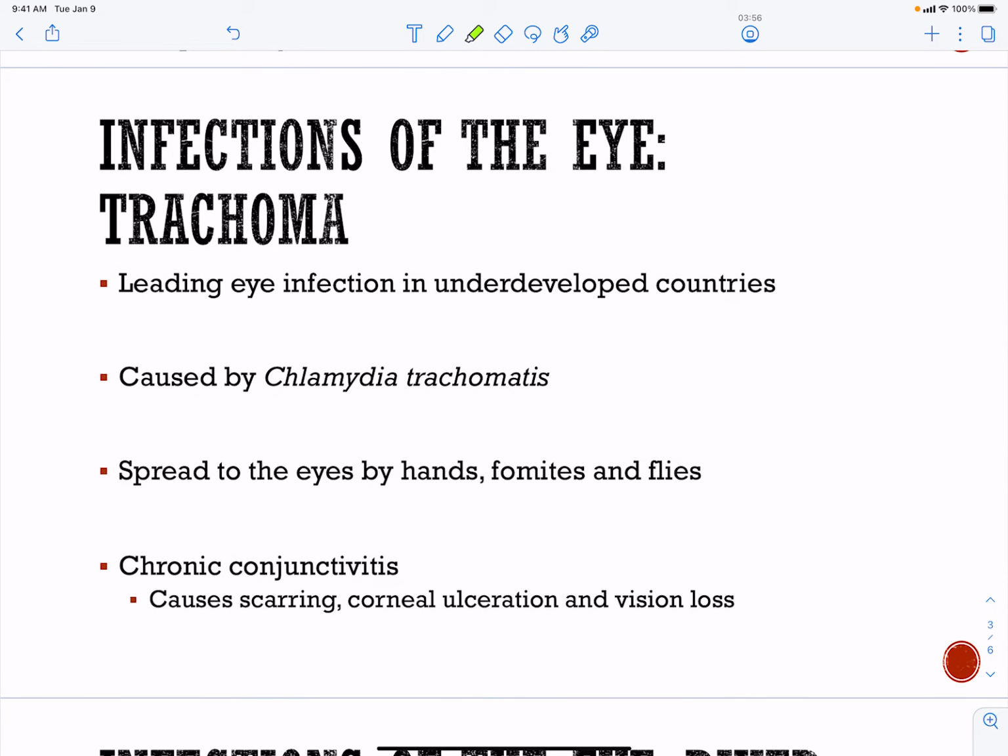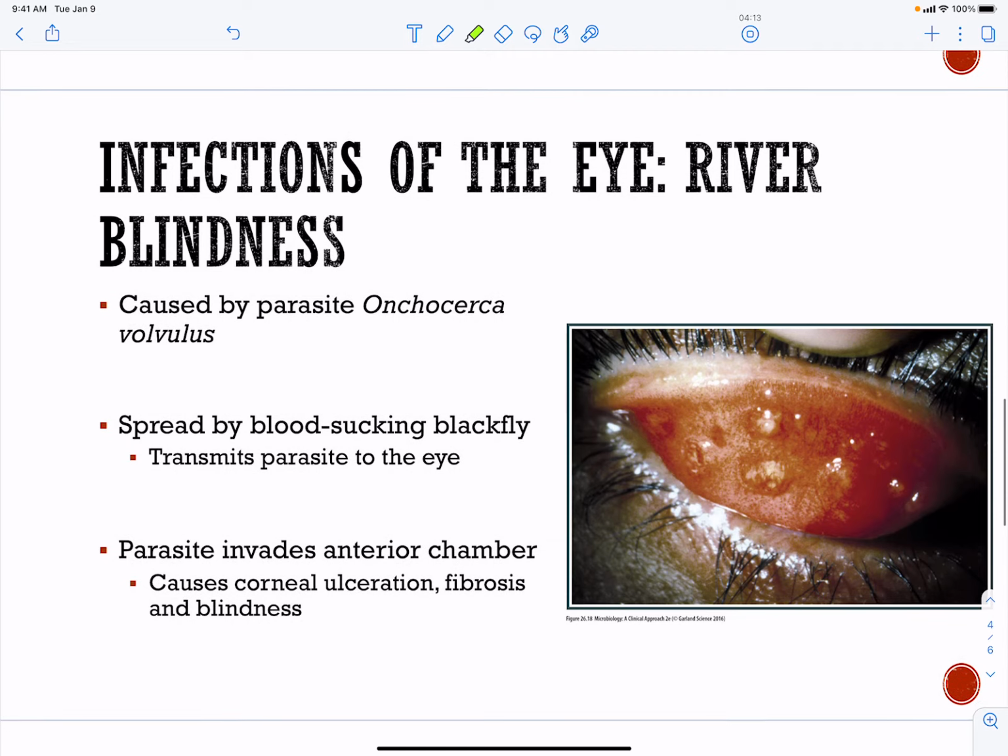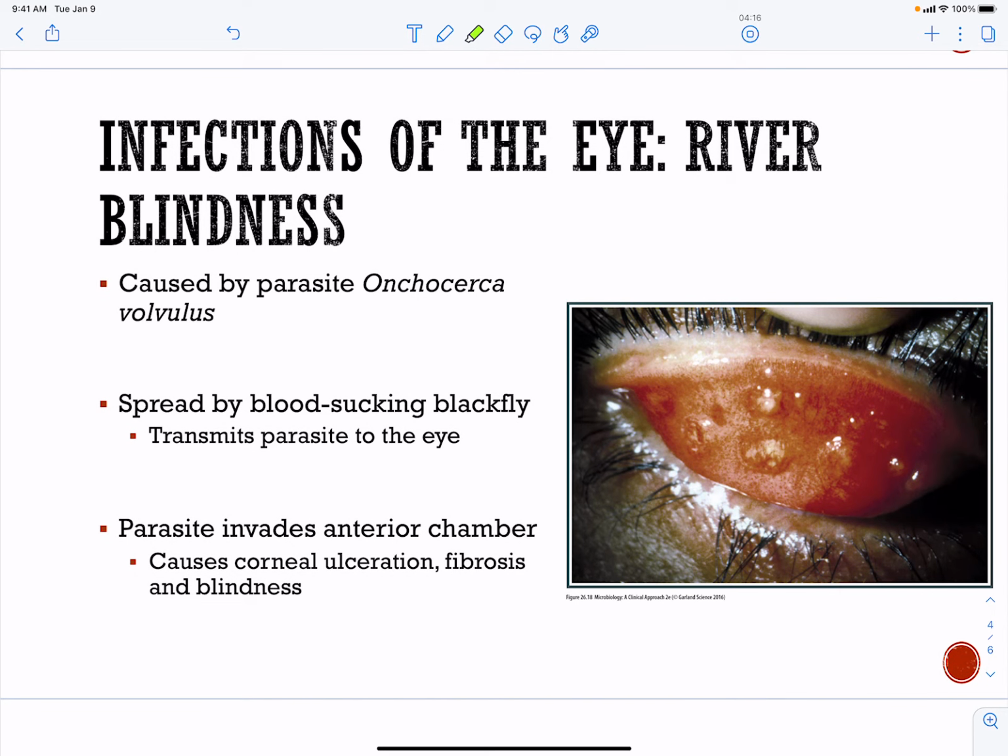So infections of the eye, or trachoma, is the leading cause in underdeveloped countries. And so this is going to be spread to the eyes by your hands or through a fly biting. This can lead to scarring and vision loss. Onchocerca volvulus is going to be the cause of river blindness. And this is going to be spread by our black fly. And this actually transmits the parasite into the eye. The parasite will then cause ulceration, fibrosis, and ultimately blinding of the person who is infected.